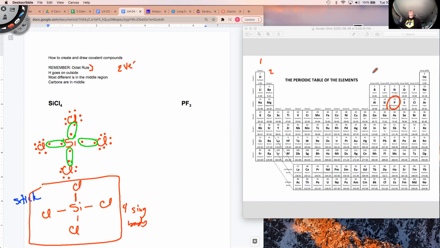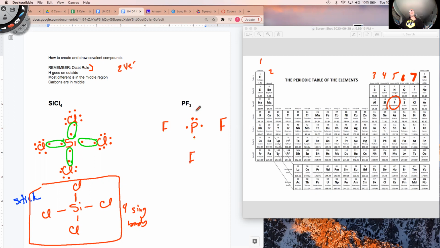How many valence electrons does it have? 1, 2, 3, 4, 5. So the phosphorus has 5 valence electrons. Let me make those a little bigger for you. And then we're going to be going around the outside with an F. Fluorine, which is over here, has 7 valence electrons. So that's going to be our F here, and then we'll have an F here, and we'll have an F here.